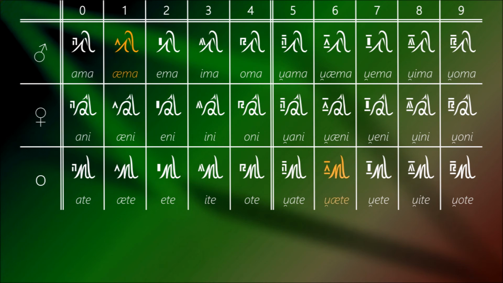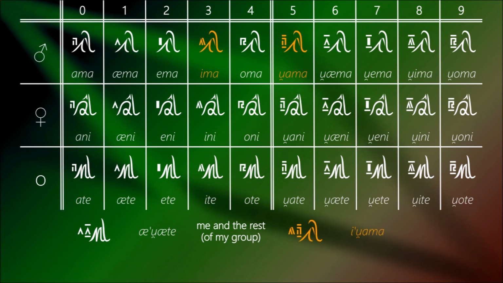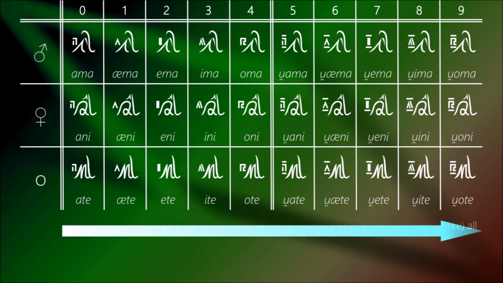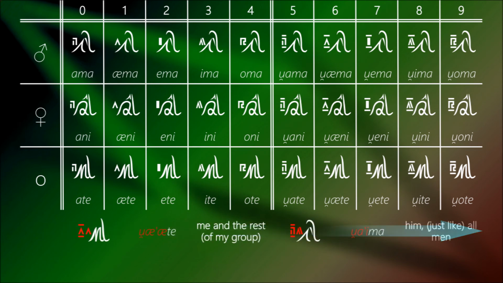For example, if we combine aima, the male first person singular, with uaite, the first person plural of the mixed gender, we create aiuaite, which is a pronoun you can use to say me and the rest of my group. Or how about we combine ima, meaning him, with uama, the generalizing male person plural. You create iuama, which is a pronoun you can use to say him, just like all men. When mixing liska to create what is called a complex pronoun, pay attention that the liska always have to be placed in ascending order. Creating pronouns like waiaite or waima is therefore incorrect.